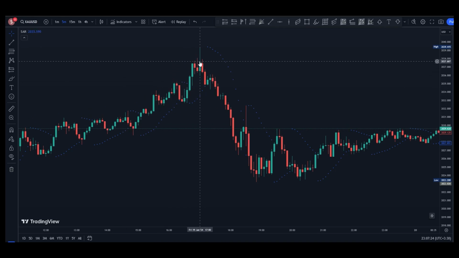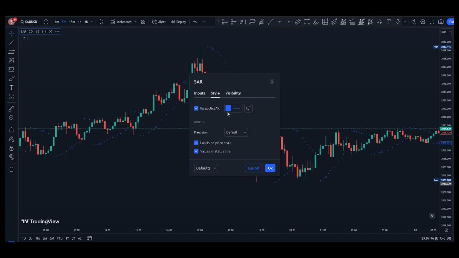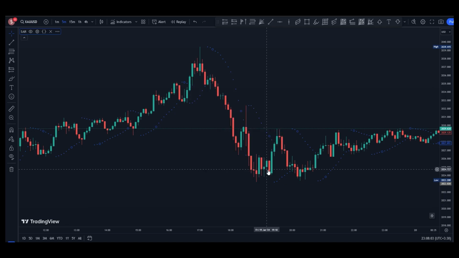your chart or price. Well, if you want to change the settings, you can change them here: the start 0.02, the increasing value, and the maximum value. You can change the time frame, you can change your parabolic SAR color, and you can change it to a line or anything you want. Well, let's keep it on the default setting.